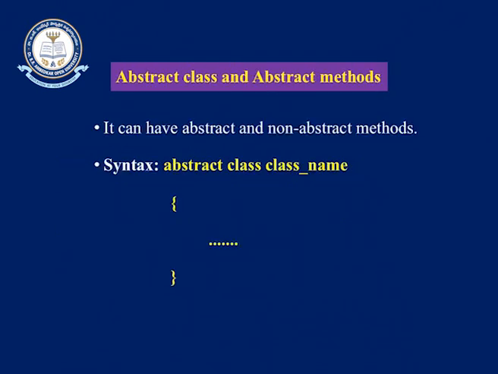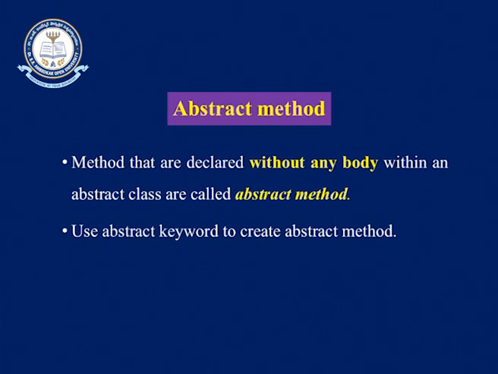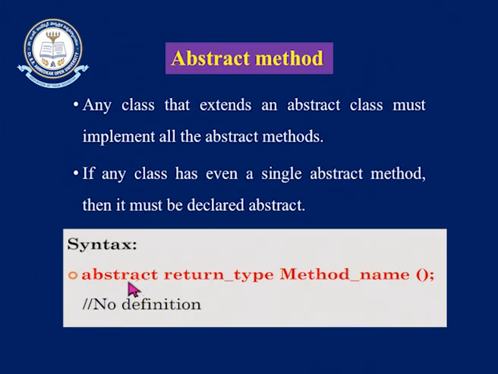See the syntax. This is the syntax for the abstract class: abstract keyword, class, class name. Abstract class we are creating. After that, abstract method, a method without any body, that is called an abstract method, as I said just now. This is the way to create an abstract method: abstract, return type of the method, method name, semicolon. Observe here, this is a very important point. Here I am writing a semicolon, which indicates that it does not have a body or any implementation. This is how to write an abstract method.